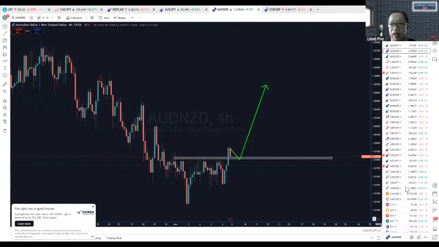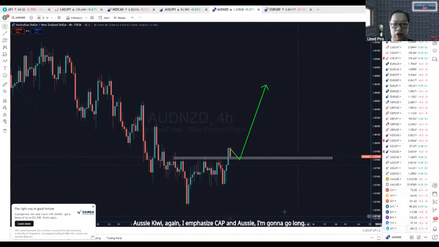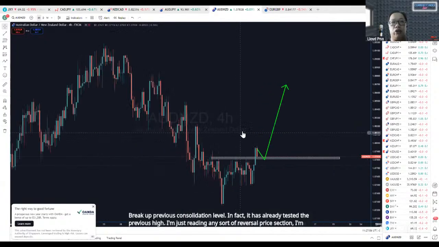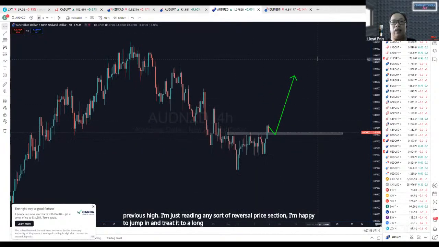Aussie Kiwi, again, I emphasize CAD and Aussie, I'm going to go long. Kiwi and Yen, I'm going to go short. So naturally, Aussie Kiwi, you can see that price was previously in a downtrend, then consolidation, then broke up above the previous consolidation level. In fact, it has already tested the previous high. I'm just waiting for any sort of reversal price action, and I'm happy to jump in and trade it to the long side.